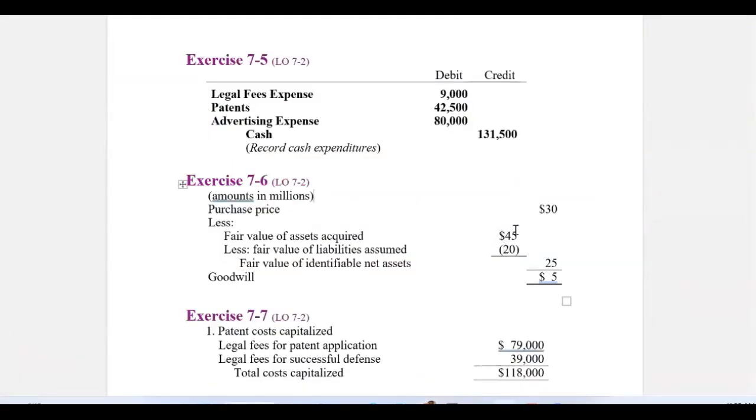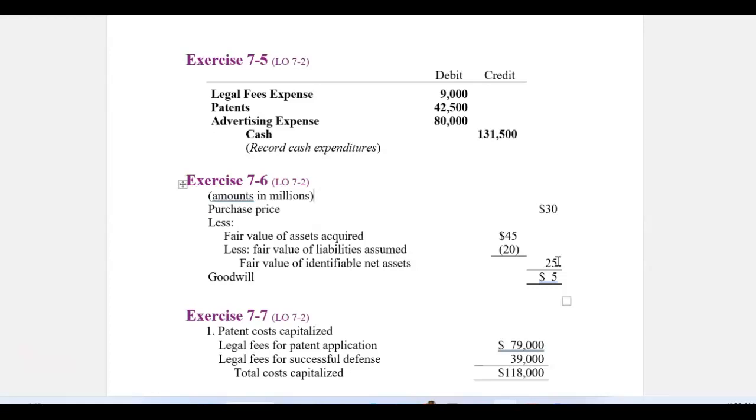Okay, so 45 fair value of assets minus fair value of liabilities. So the fair value of identifiable net assets is only 25. So net assets are 25, but you paid 30. So the extra 5 million you paid was because of good location, good business history, good customer list, whatever reason you think might be a good reason. Because of that, the company paid $5 million extra above the fair value of net assets. That's why we call it goodwill.